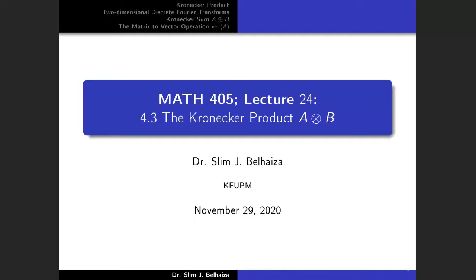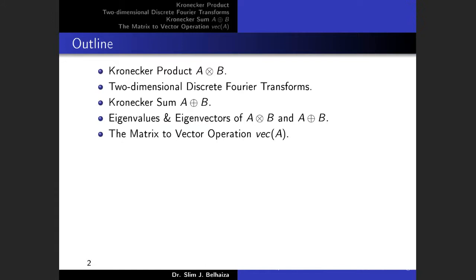So guys, welcome back. Today we try to finish section 4.3 about the Kronecker product. If you remember, last time we talked about the Kronecker product, its definition, and how to use it to perform a two-dimensional discrete transform. Today, my plan is to talk about the Kronecker sum and how to use it to get the eigenvalues and eigenvectors of the Kronecker product and the Kronecker sum, and how to perform matrix to vector operation.